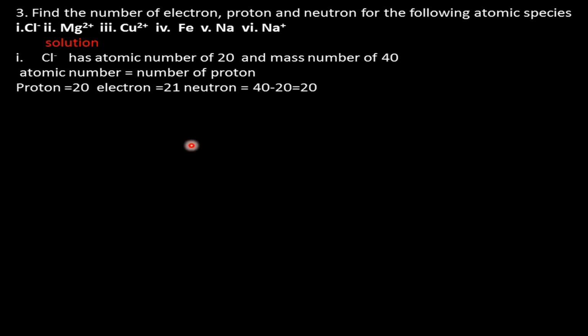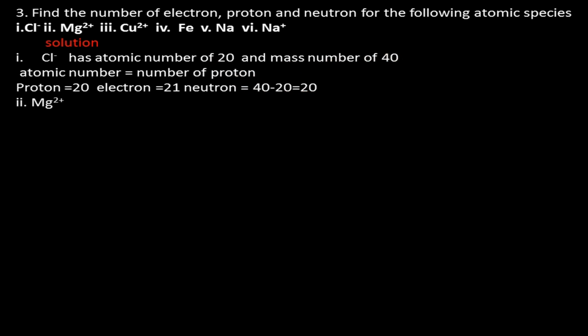Now this chlorine is gaining 1 electron. That is why it's minus. This is an anion. So for the 20 neutral electron, is gaining 1 more. So this will be 21 electron in total, while the neutron number is the mass number minus the proton number. So it will be 40 minus 20, that is equal to 20.